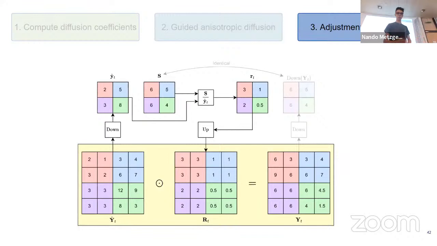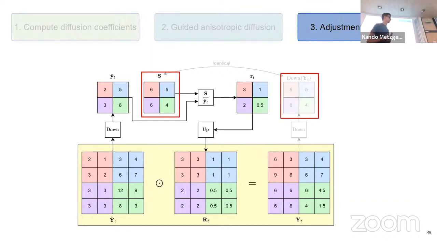goes basically as follows. You start with your diffused depth, you downsample it, and then together with your source, you can obtain some adjustment ratio. And this adjustment ratio, you upsample, and then you can apply it patchwise to your input, and you obtain your final result. Now, the very nice property after you've done this is that the source will always be identical to your downsampled map, which is nice.